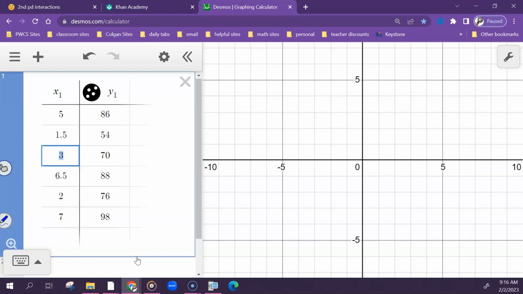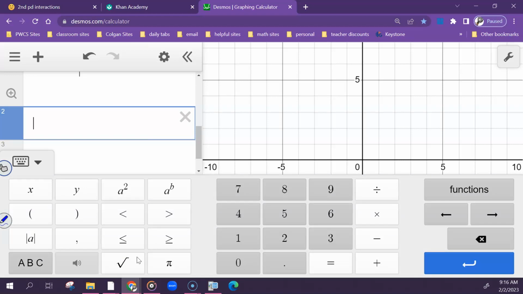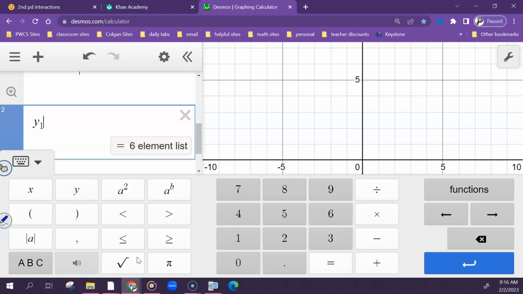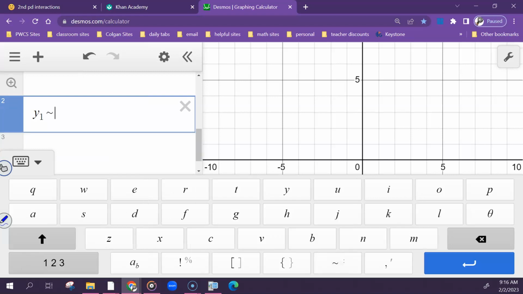In your next available line, you're going to type this in. You can use either the on-screen keyboard or your keyboard. You're going to type Y and then 1. When you do that, it automatically makes it y sub 1. And then in the keyboard here, there's this squiggly line called a tilde. If you're on your keyboard, it's above tab, I think you have to do shift that.